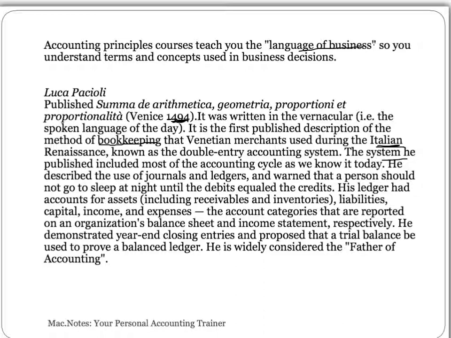What's a double entry accounting system? What are journals and ledgers? What are debits and credits? These are all terms of his time.